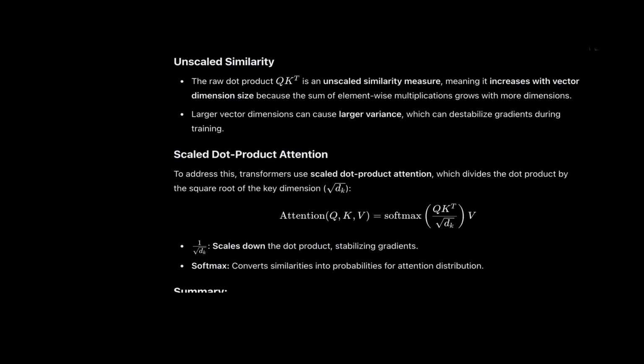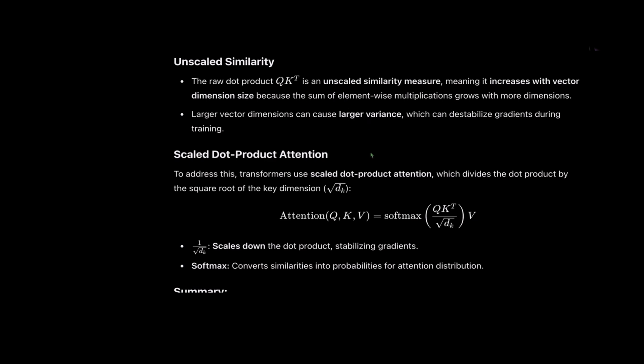To balance this, we divide the result by the square root of the key's dimension, noted as the square root of D sub K. This division normalizes the similarity scores, keeping the scale consistent and preventing extremely large values that could distort the gradients during training. In simpler terms, multiplying Q by K transpose measures similarity, while dividing by the square root of the key dimension stabilizes the values by reducing variance.